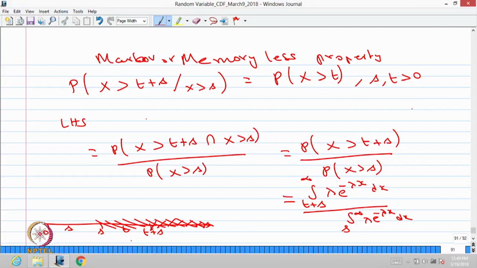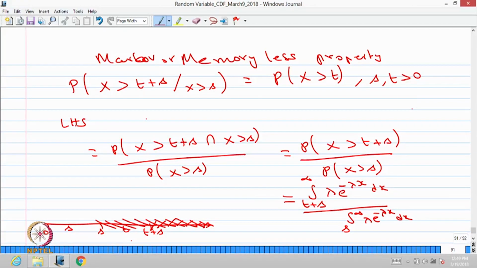Not only this distribution satisfies the memoryless property; there is one more distribution that also satisfies it, the geometric distribution. When x is geometrically distributed with parameter p, the probability of x greater than m plus n given x greater than m is the same as the probability of x greater than n, where n and m are positive integers. So there are two distributions that satisfy the memoryless property: the exponential distribution, which is of continuous type, and the geometric distribution, which is of discrete type.